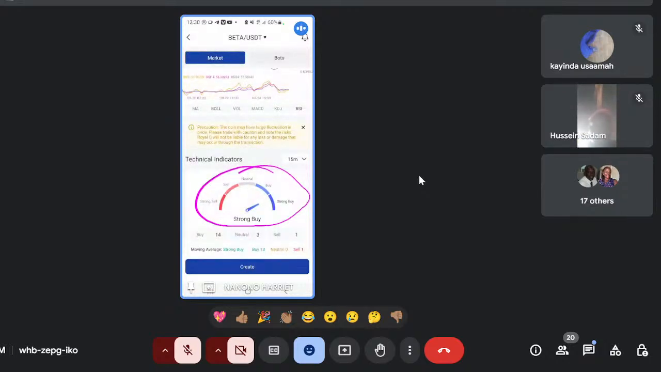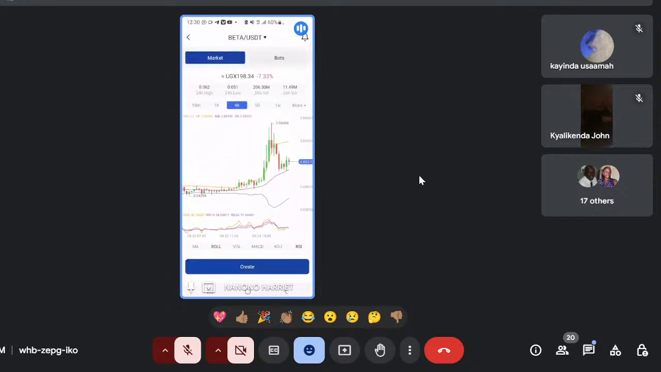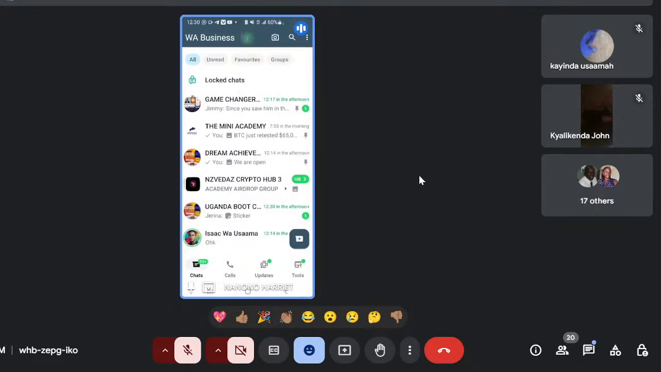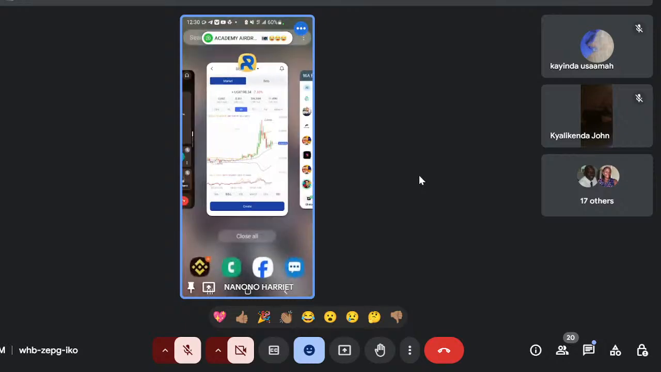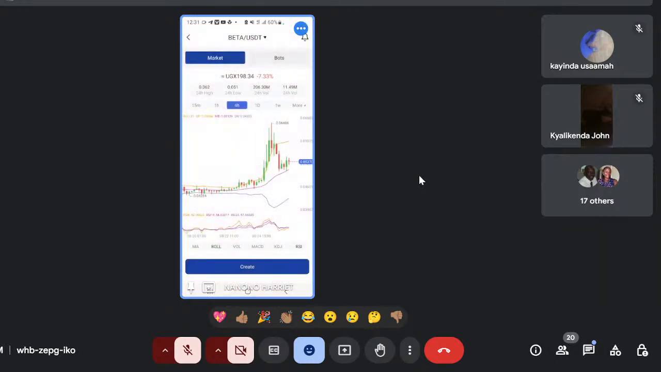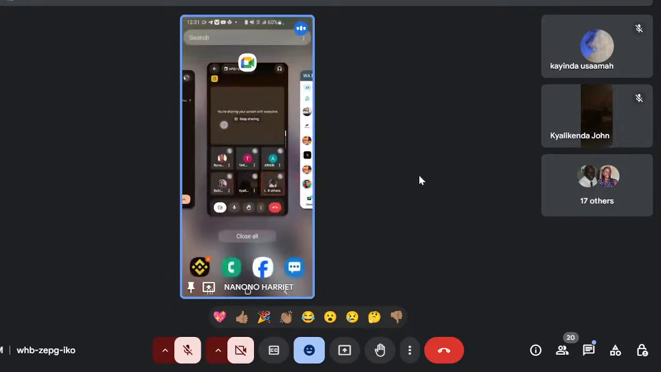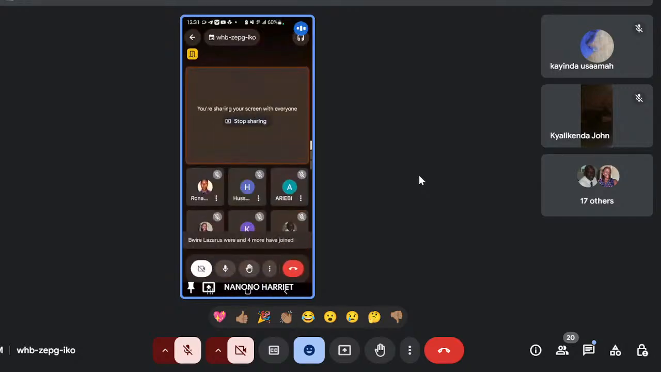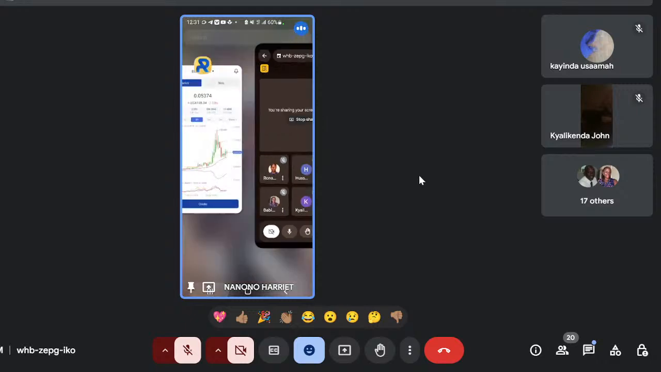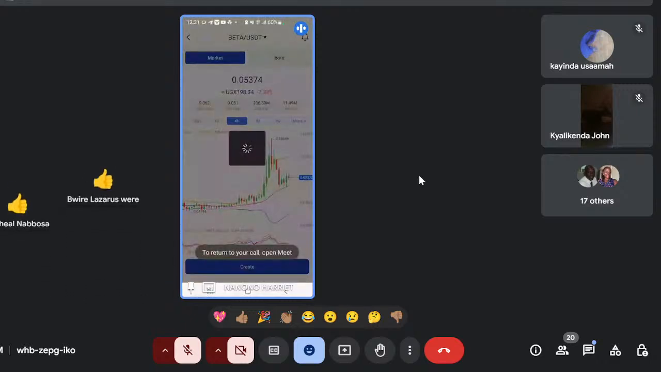This meter here is in 15 minutes. I have seen very many people trying to use this meter while the chart is showing 4 hours, okay? Are you seeing my screen? Is my screen still on? Okay, if it is on, yes.